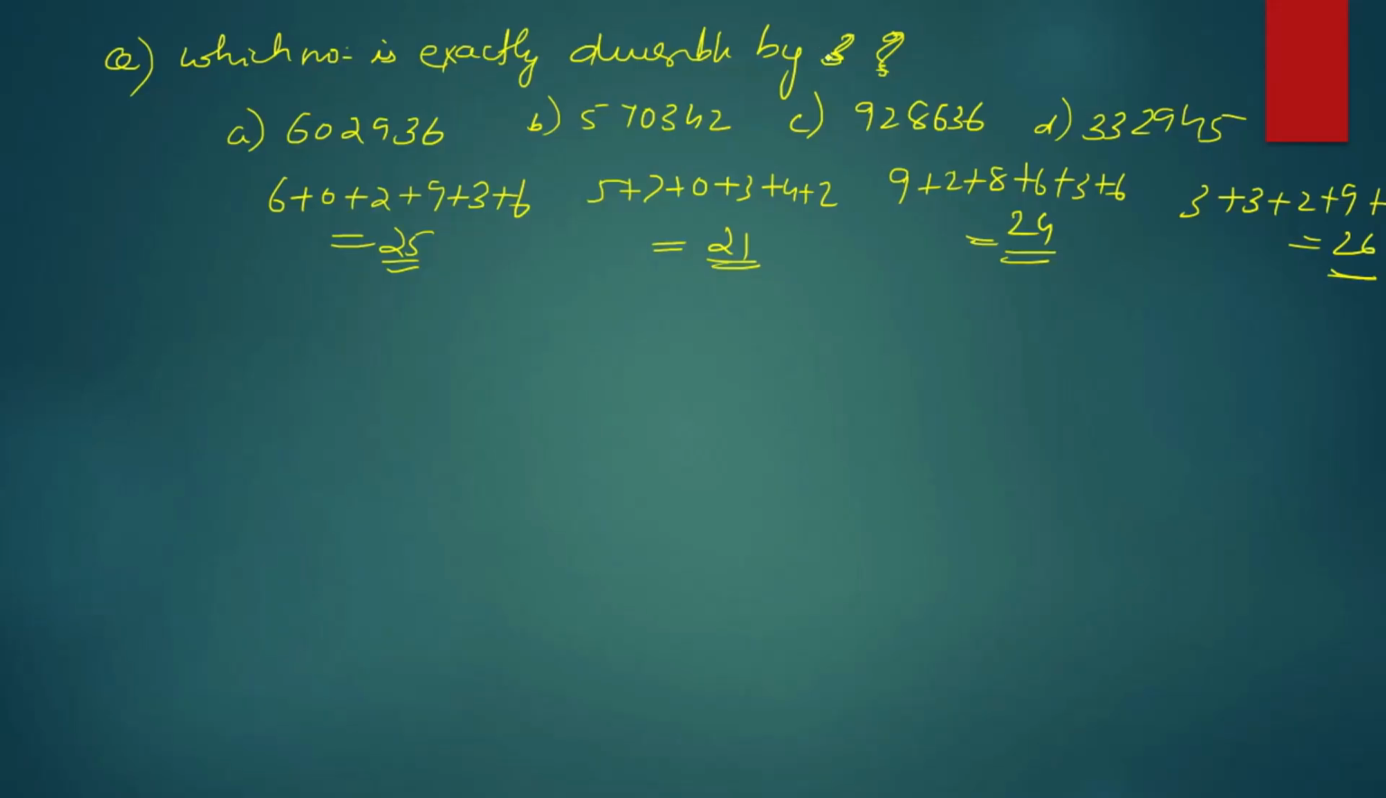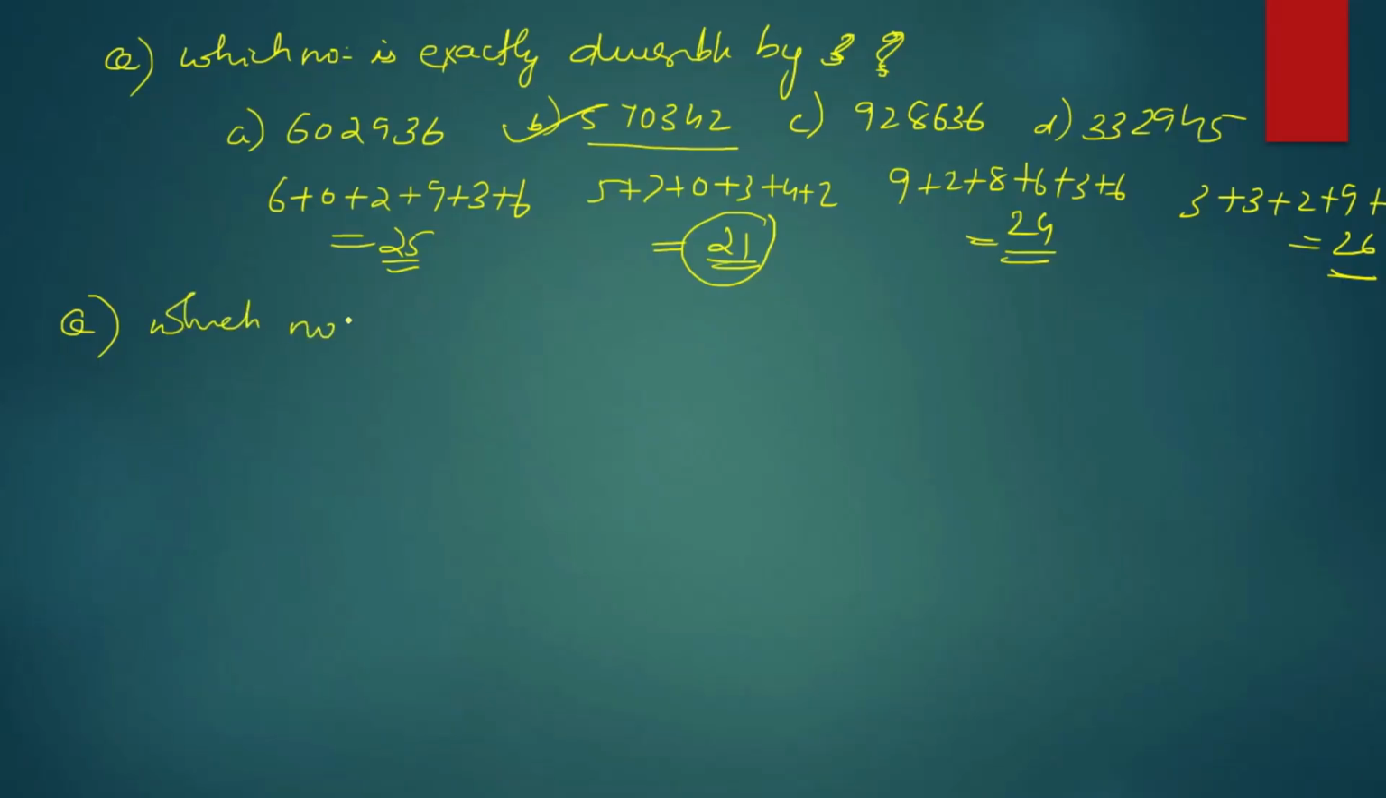The divisibility rule of 3 is: if we add the individual digits and the sum is divisible by 3, then the whole number is also divisible by 3. Here the only multiple of 3 is 21. So this number is totally divisible by 3, and option B is the answer. All other numbers are not multiples of 3, so they can't be divided by 3. Next question.